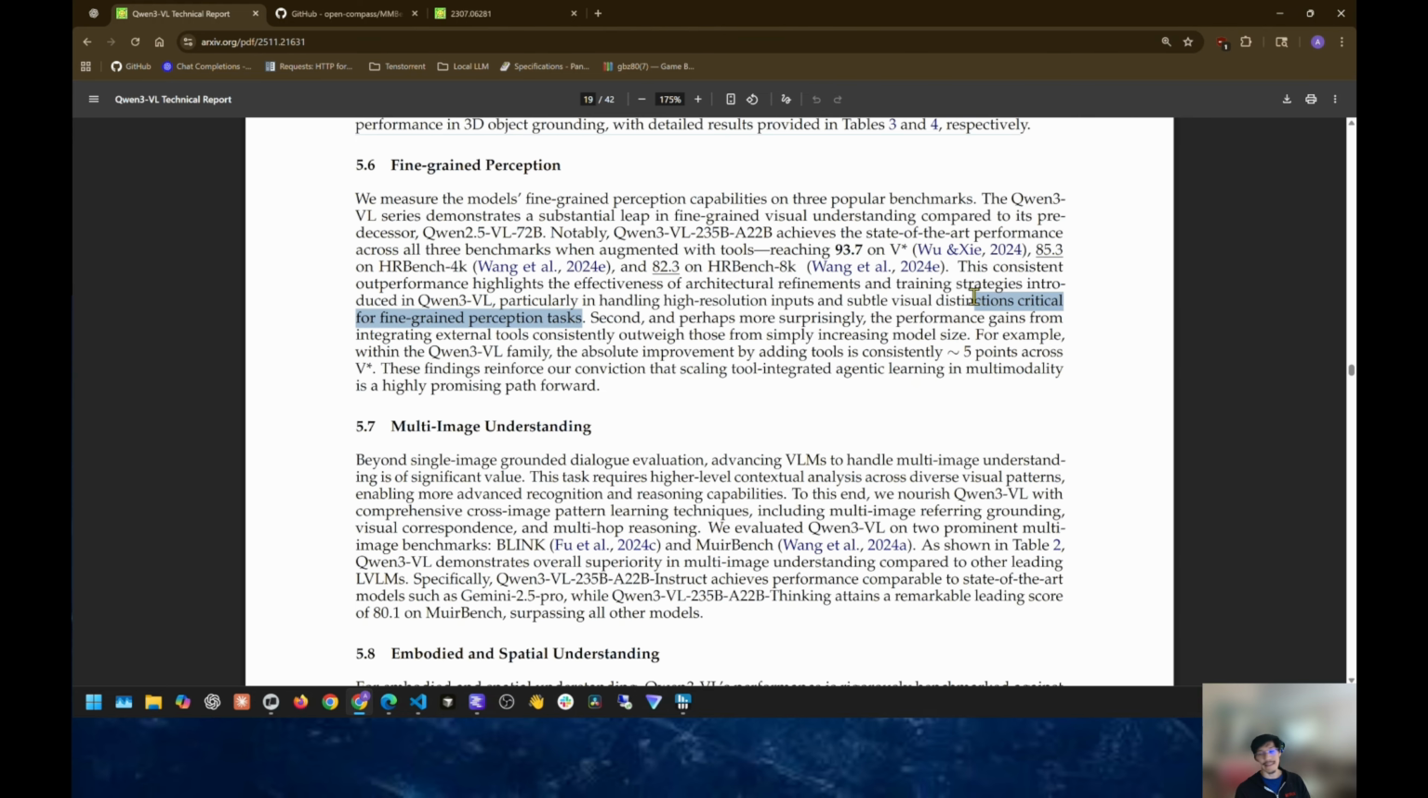I noticed that yes, it can learn this pretty well from my fine-tuning experience, and I'm very impressed by its ability to see very subtle things. Second, and perhaps more surprisingly, the performance gains from integrating external tools consistently outweigh those from simply increasing model size. For example, within the Qwen3 family, the absolute improvement by adding tools is consistently 5 points across V*. These findings reinforce our conviction that scaling tool-integrated agentic learning in multimodality is a highly promising path forward.